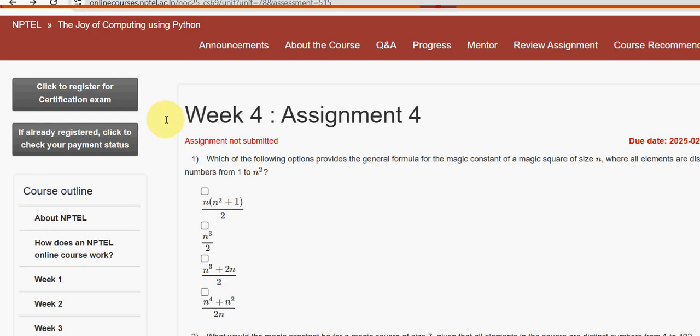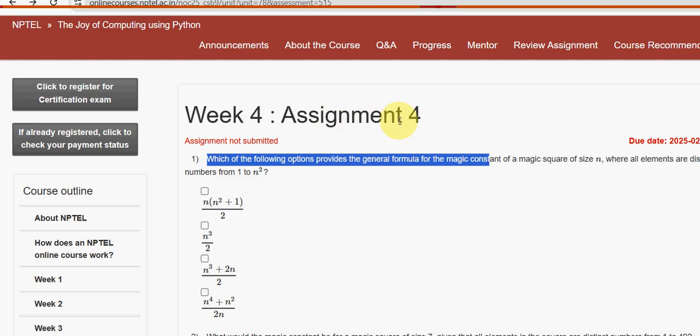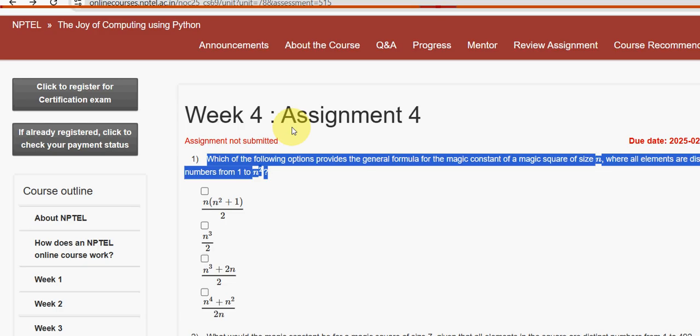So let's see the first question. Which of the following options provides the general formula for the magic constant of a magic square of size n, where all the elements are distinct numbers from 1 to n square?